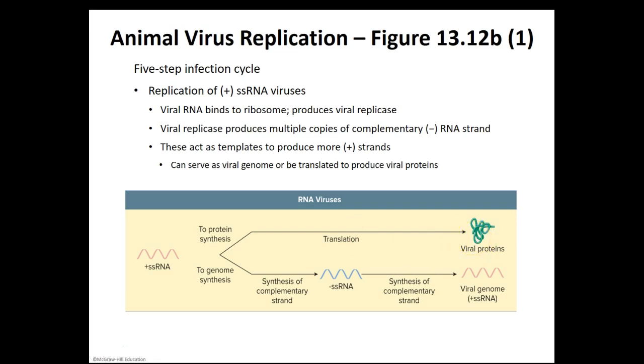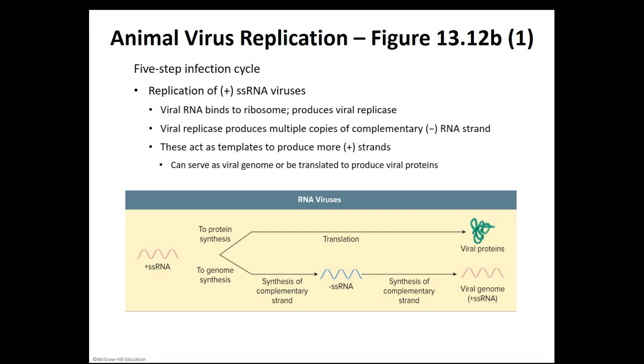Once you begin to produce viral proteins, some of those viral proteins will be a replicase. The replicase can then lead to the production of additional viral genome. Ultimately, that replicase will produce minus-stranded RNA, and then once you have the minus-stranded RNA, the replicase can use that as a template to make more plus-stranded RNA. The plus-stranded RNA that's produced can either be incorporated into new virions, or it can be used as a template to produce more viral proteins.